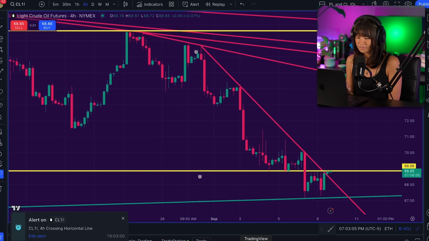If I go back into TradingView, ooh, all right, you guys, my alert is currently going off. Price is currently breaking this 68.86. It's at 85 right now. It's pulling back a little bit.